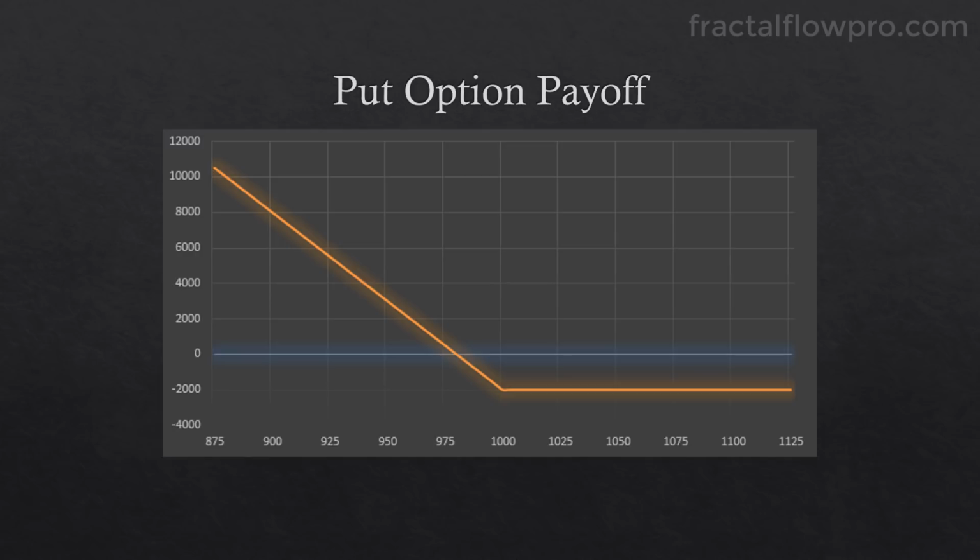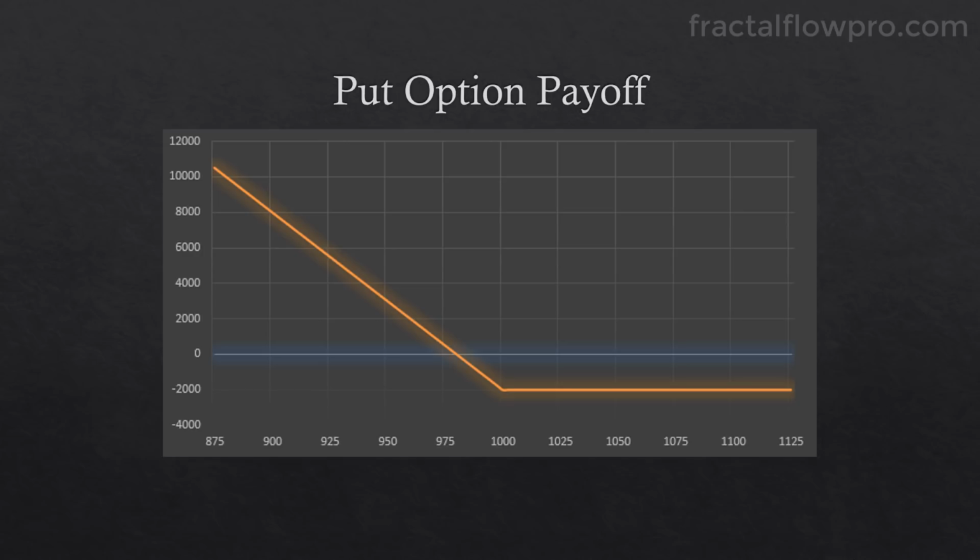This is the payoff chart of the put option contract. For values above 1,000 in the underlying stock price at expiration, it doesn't make sense to exercise the put option, so the loss is limited to the option premium. For values below the $1,000 mark, it makes sense to exercise the put option. From these two situations, we can notice that depending on where the underlying price is in relation to the option strike at the expiration, the option can be valuable or worthless.